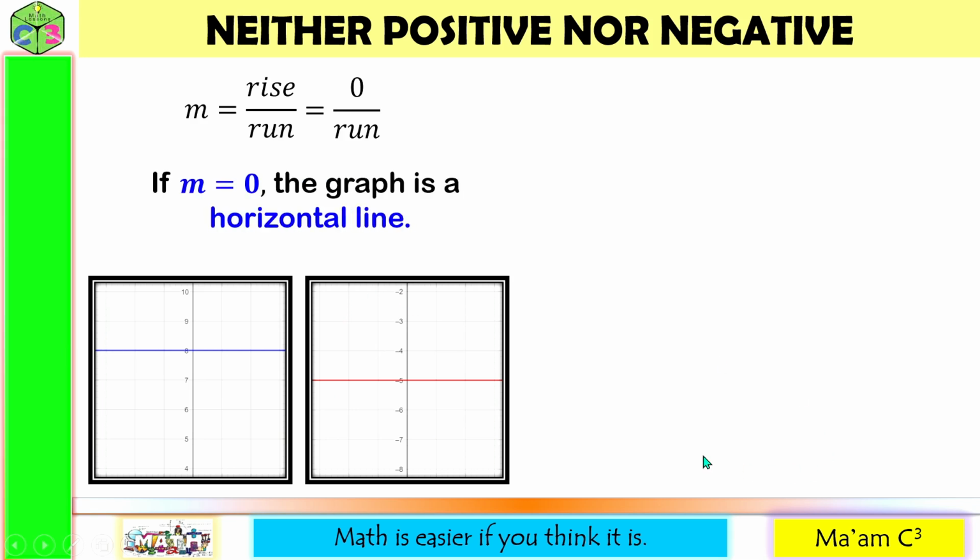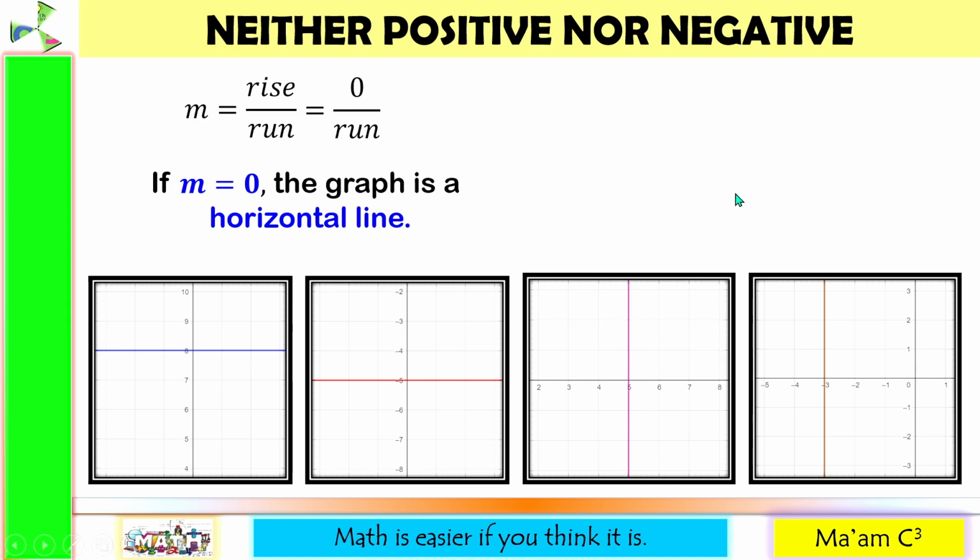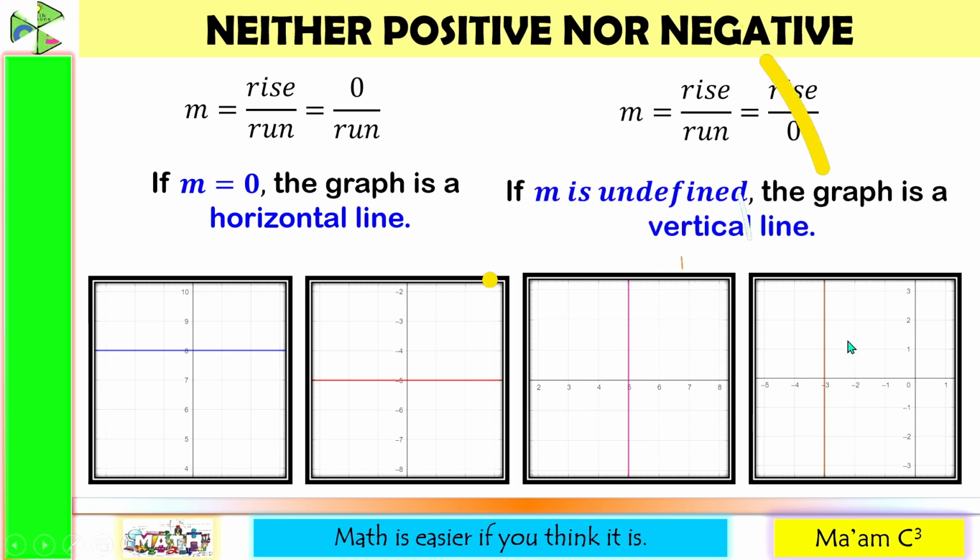Now how about these two? Again, slope is rise over run. But this time we do not have run, so this will be rise over 0. But any number except 0 divided by 0 will become undefined. So this means if we have a vertical line, the slope is undefined.